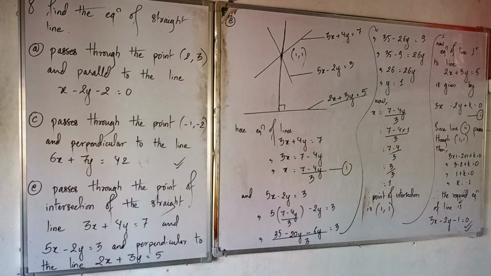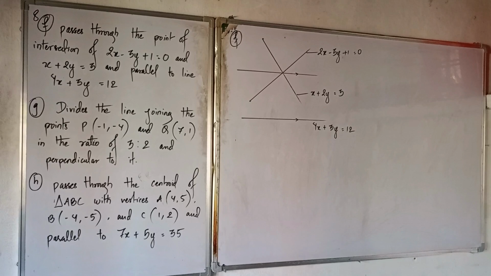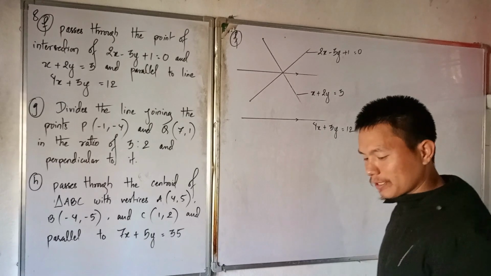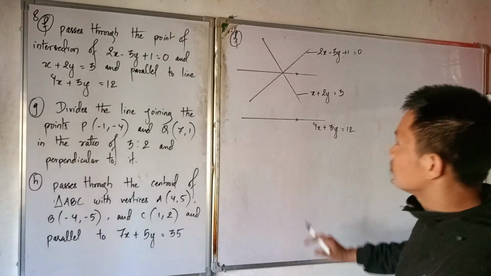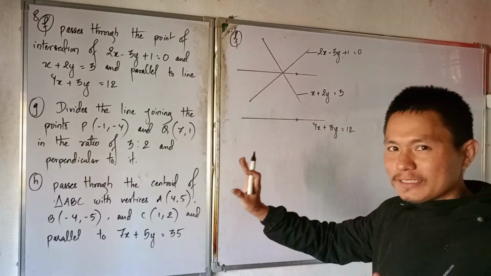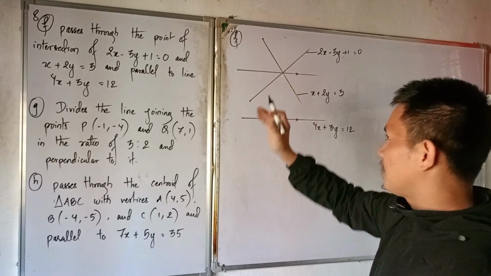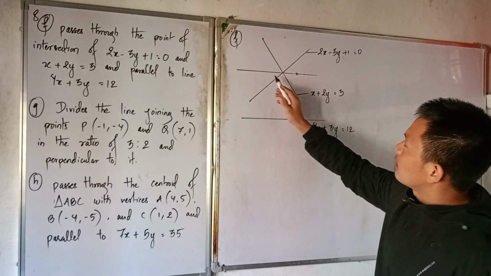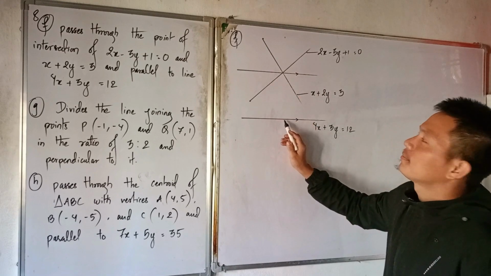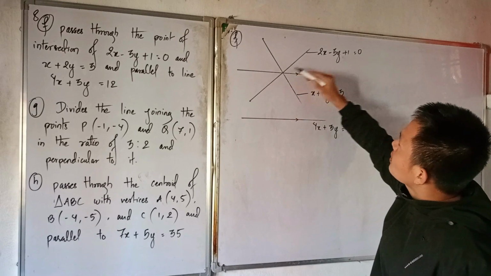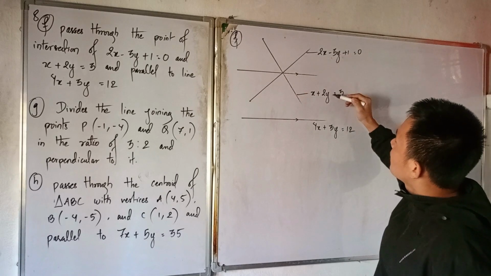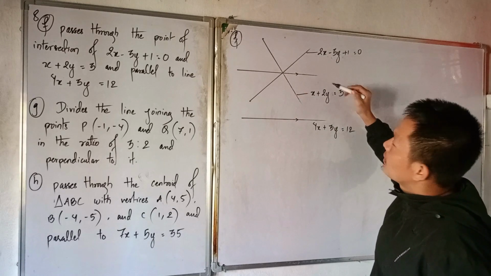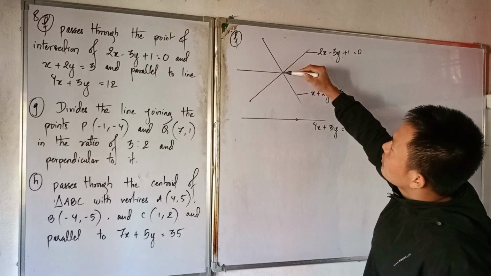Okay, so I'm going to rub this. As in 8E and 8F, the same condition applies here. The condition is slightly different from 8E, because in 8E we have perpendicular to this line. Now the line is parallel to this line, and the line passes through the point of intersection of these lines.